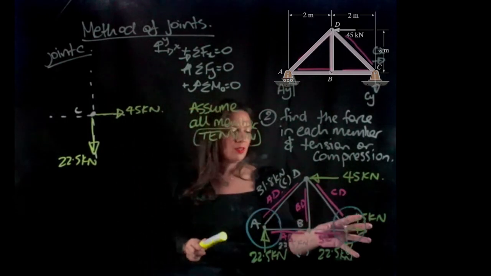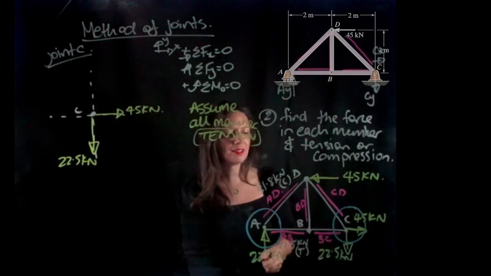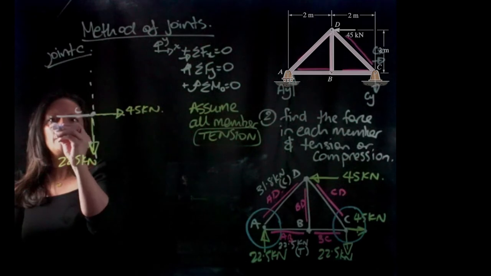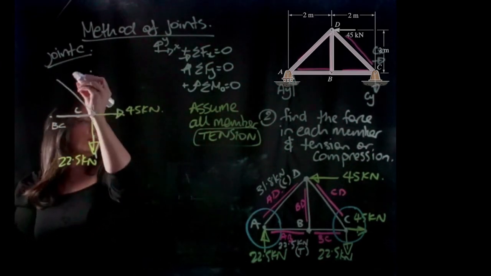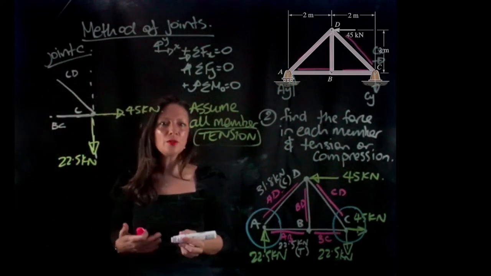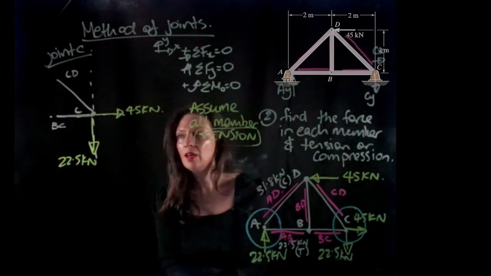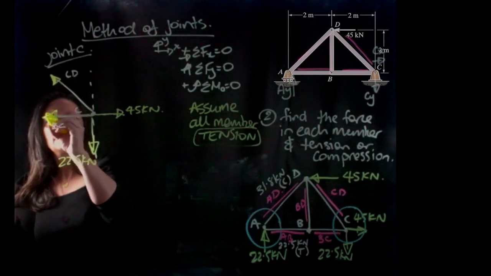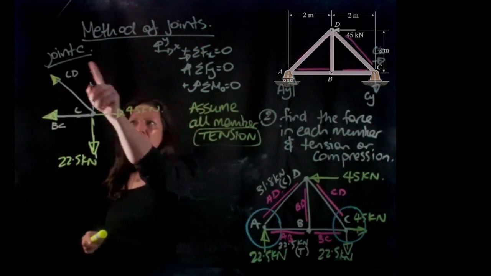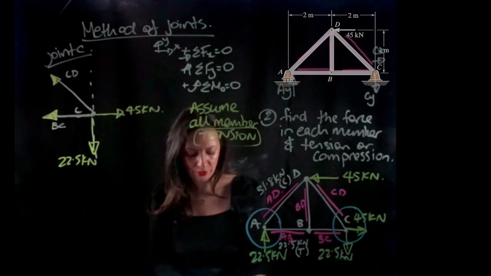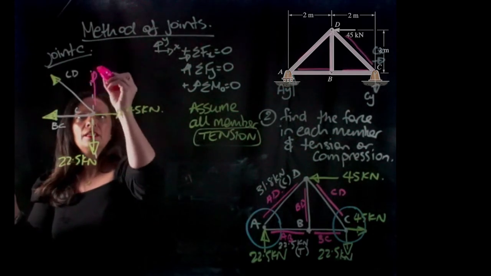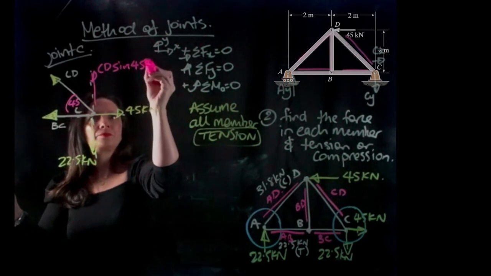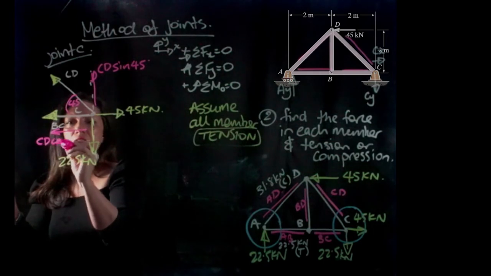So at C, we have member BC and CD. So here, I'm going to draw my member for BC and the member for CD. Again, we're going to assume that everything is in tension, so that means my forces are going to go away from the joint. Alright, again, we need to break this CD up into horizontal and vertical components. So we'll have here CD, and that's 45 degrees, CD sine 45, and CD cos 45.